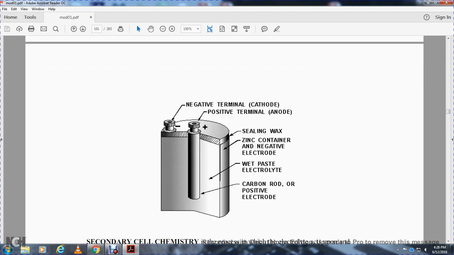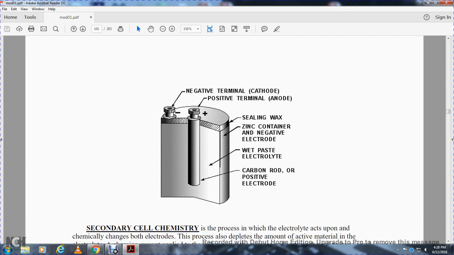So this is, I think, a dry cell: negative terminal, positive terminal, cathode, anode, sealing wax, zinc container, negative electrode, wet paste electrolyte, carbon rod, positive electrode.